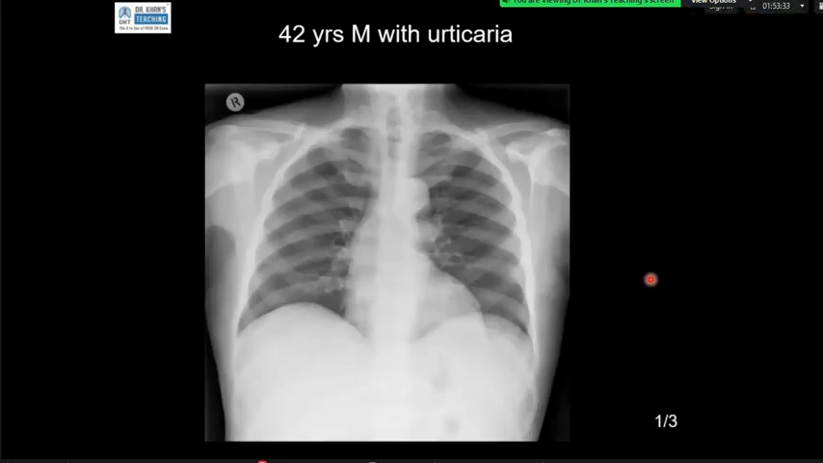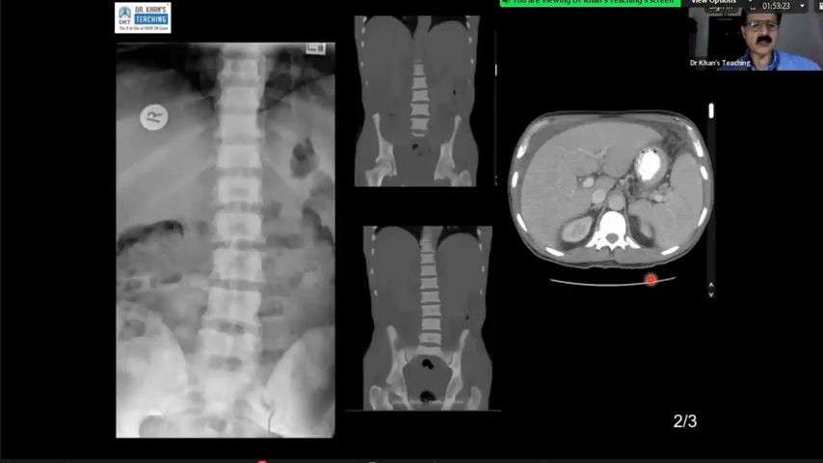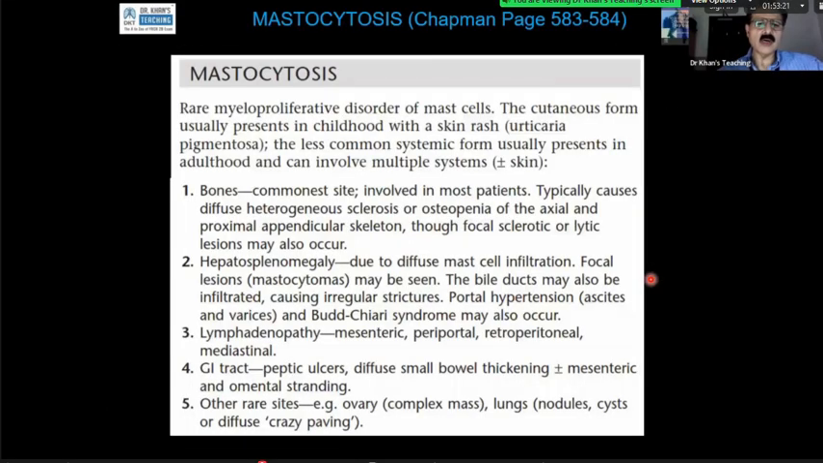Different. I'm thinking about diseases such as mastocytosis or lymphoma. Excellent. Well done. Okay. Now, something about mastocytosis.